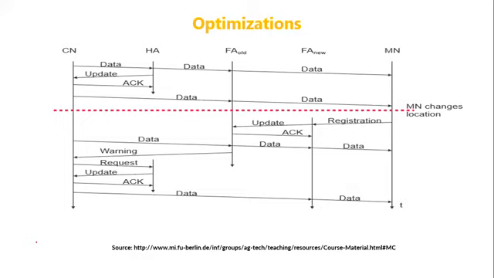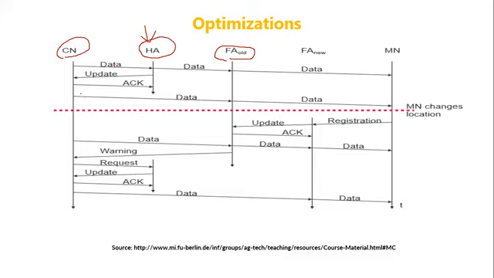See this mobile node, it is currently registered with FA old. And this information is known to the HA, because every piece of information about a mobile node is always registered in the HA, the home agent. Now a correspondent node CN wants to communicate with this mobile node.